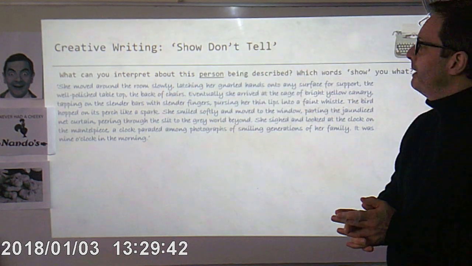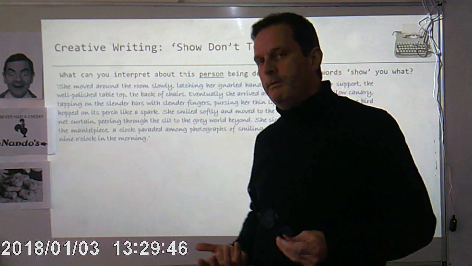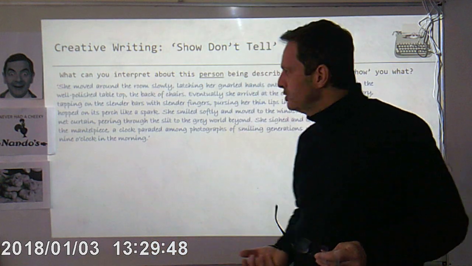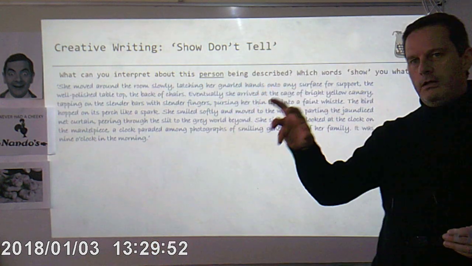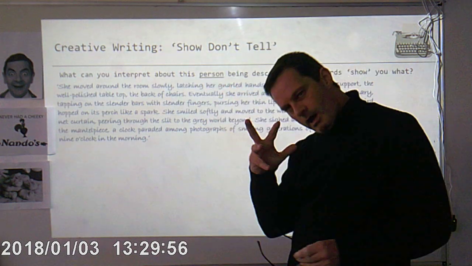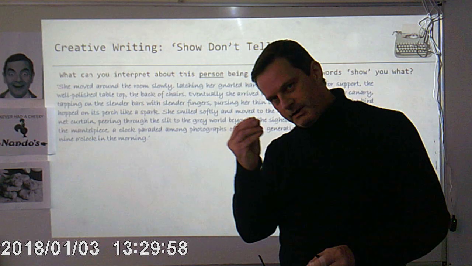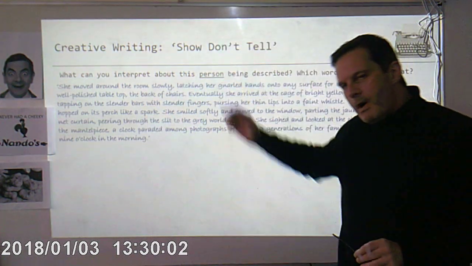What might that tell us about her? And we may not know things straight away. We may have to read a little bit further to make our interpretations of it. Latching her gnarled hands. Now what does gnarled mean? Unlike my big man hands, but gnarled. Okay, almost like the twigs of a branch or twigs on a stick. So what might that tell us about her?